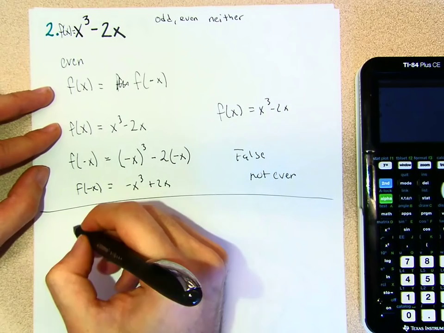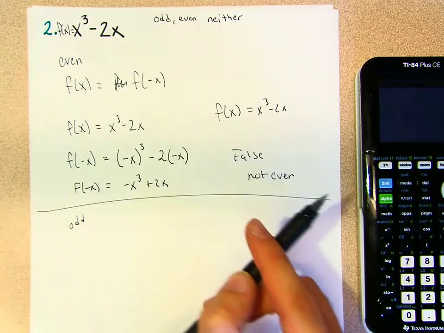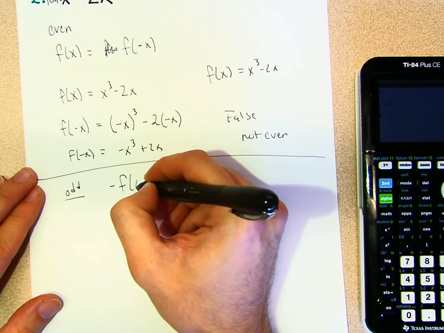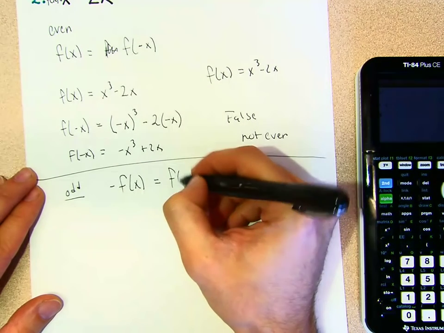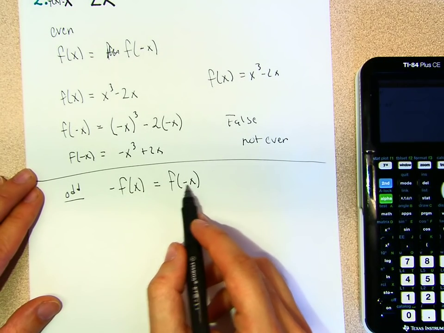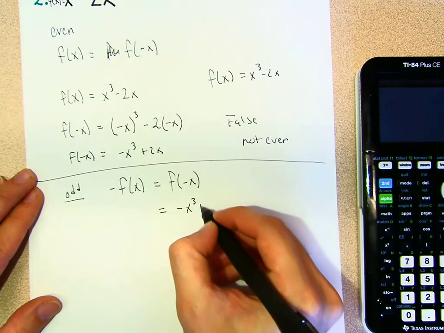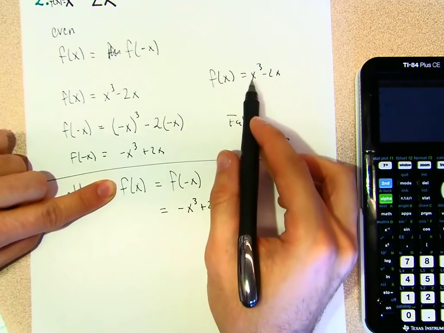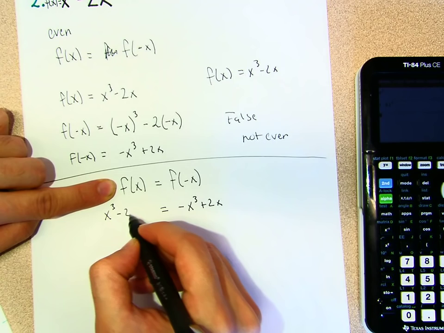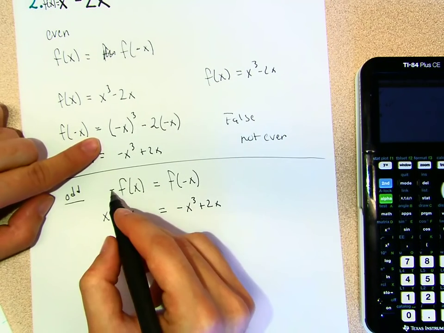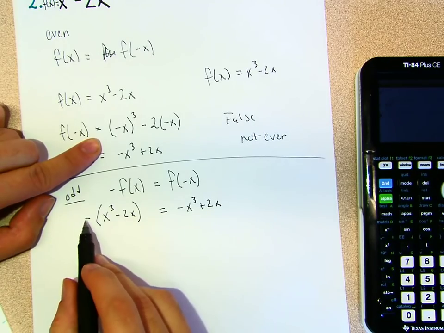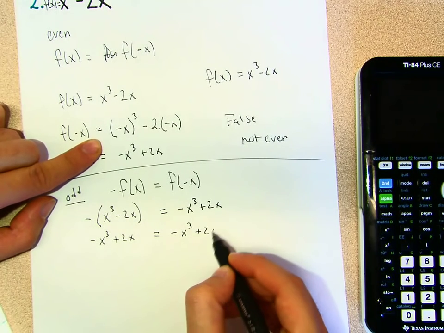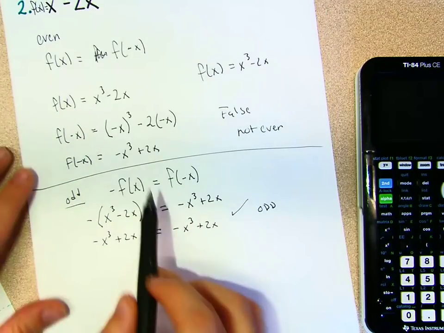So let's check if it's odd. It has to be negative f of x on the outside has to equal f of negative x. Well, here we already have f of negative x. What is f of negative x? It's negative x cubed plus 2x. And here we already have f of x. What is f of x? F of x is x cubed minus 2x. And then what you're doing here is you're just multiplying this whole thing by a negative. So let's see, what's negative times this? It's negative x cubed plus 2x. And look, hey, they're equal to each other. Bam! So they're odd. This is an odd function over here.